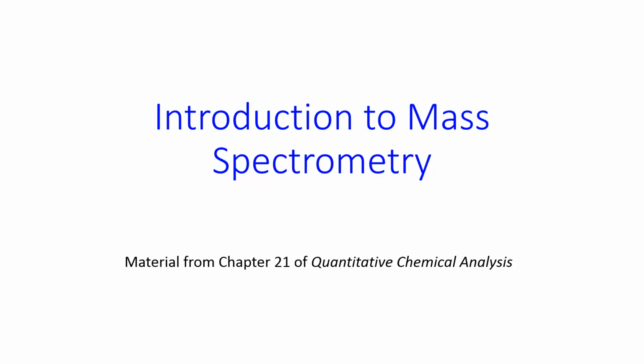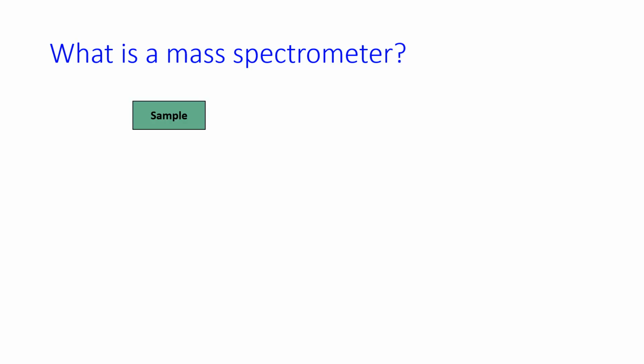This is a video introduction to mass spectrometry. This video covers material from Chapter 21 of your analytical chemistry textbook. A mass spectrometer is a detector essentially for ions.